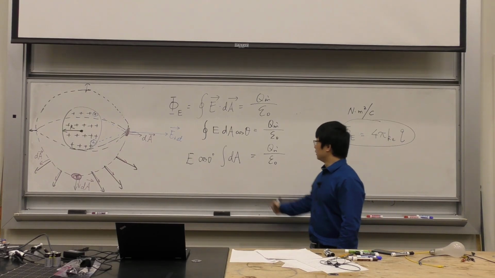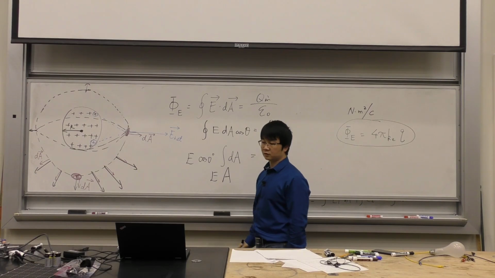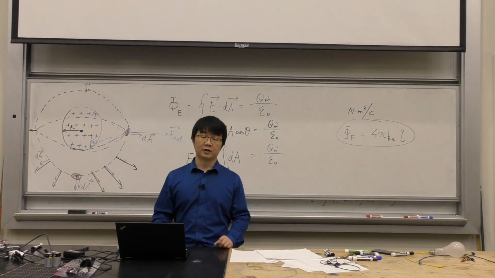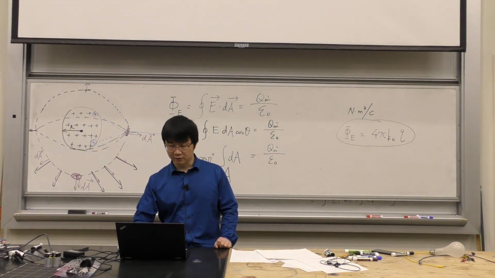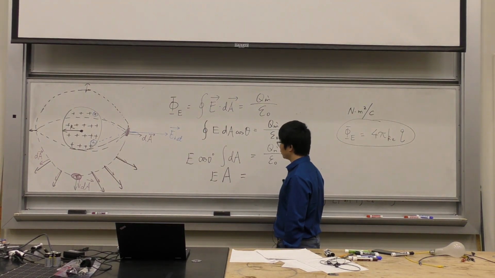Now this is just going to be E times A, because cosine 0 is 1. You integrate this dA, you get A, right? So there's no difference.